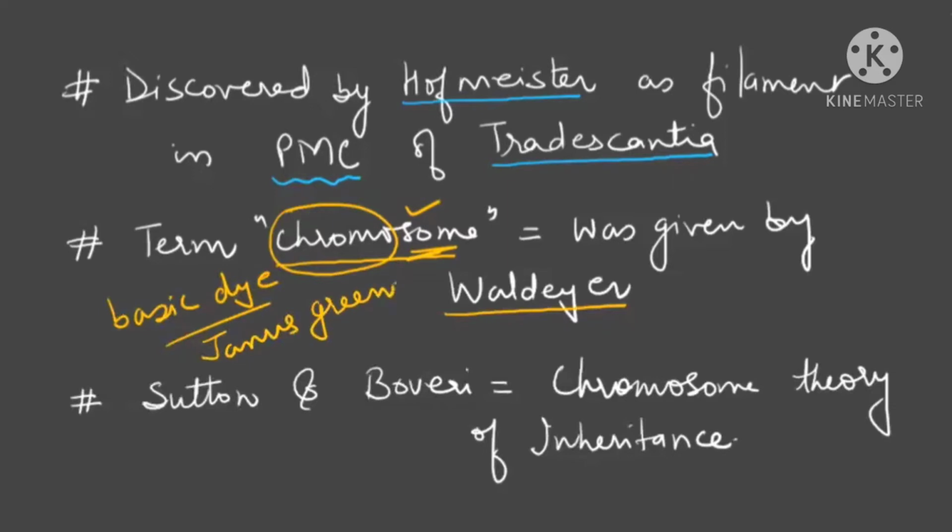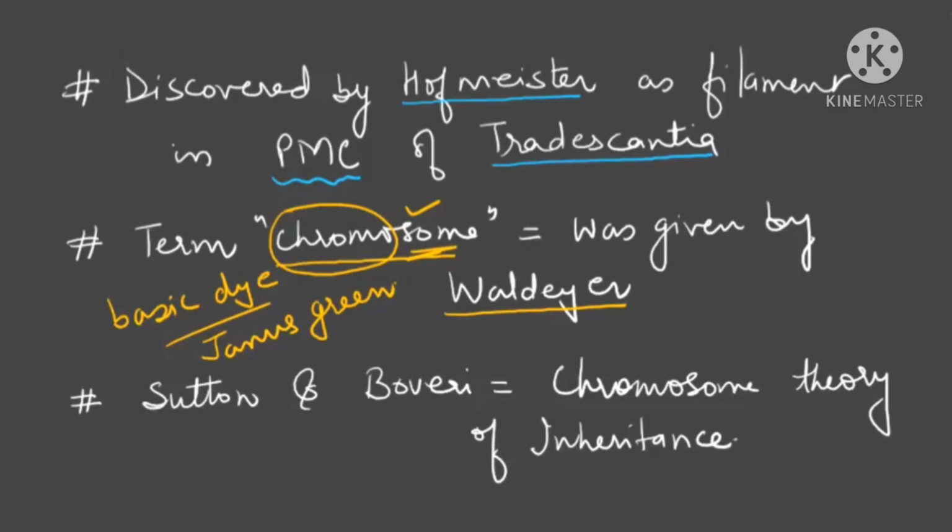Sutton and Boveri gave the chromosome theory of inheritance. If you remember from genetics, Mendel is known as the father of genetics. He gave all the laws of how characters are transmitted from parents to progeny, but he used the word factor, that parents give factors to their children. He was not able to provide the physical proof of that factor. The physical proof was given by Sutton and Boveri, who said Mendel's factors are nothing but chromosomes. So they gave the chromosome theory of inheritance. This is related to the discovery of chromosomes.